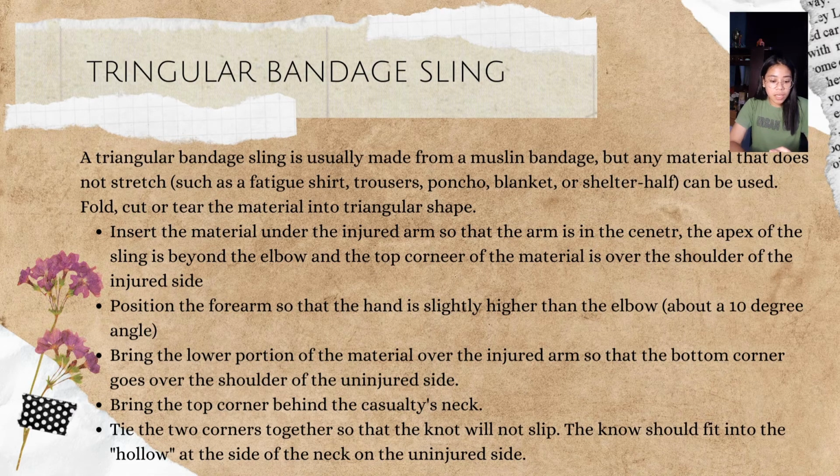Then bring the top corner behind the casualty's neck and tie the two corners together so that it will not slip, and the knot should fit into the hollow at the side of the neck on the injured side.